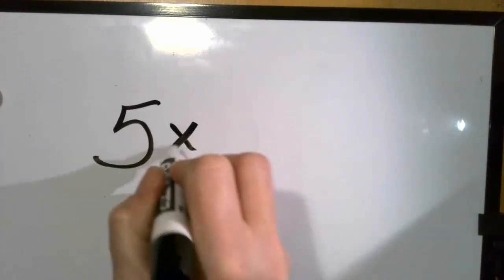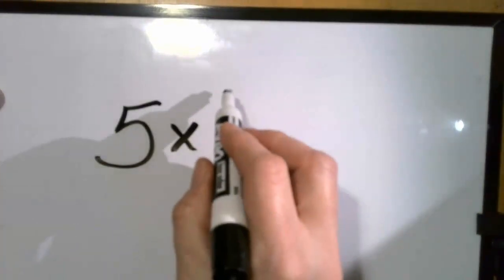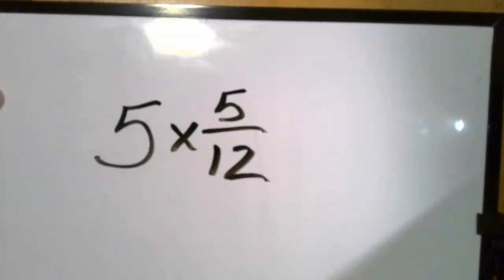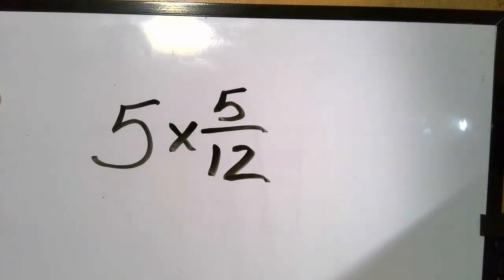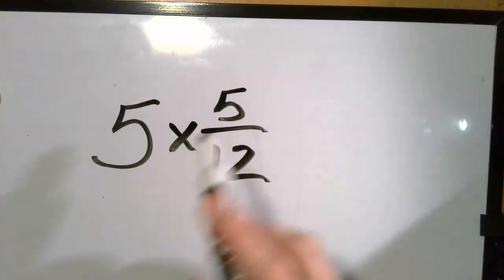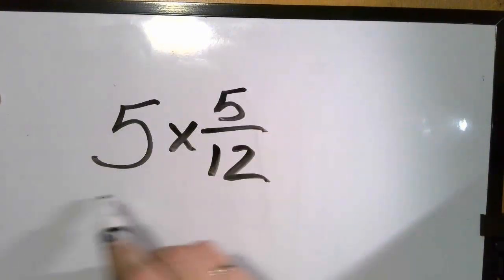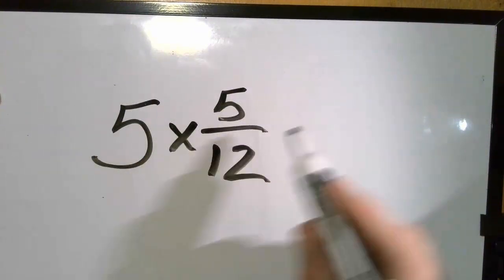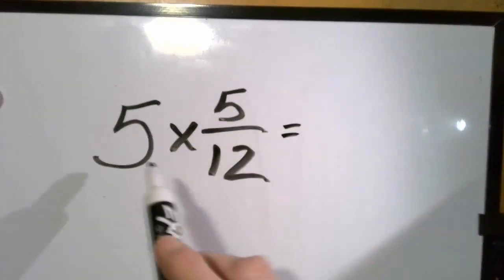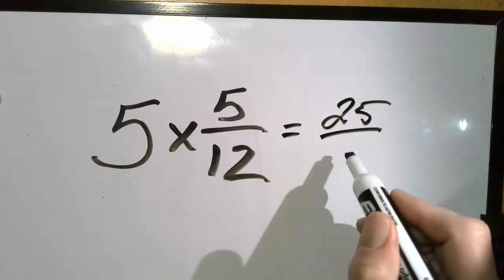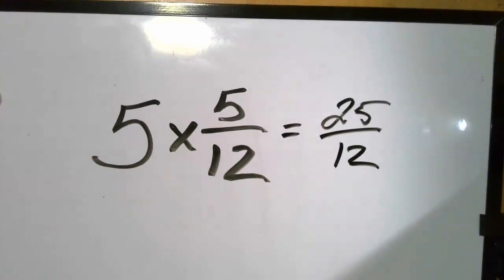Okay, so what about a number multiplied by a fraction such as 5 times 5/12? The shortcut, the way that I like to use, is multiply your whole number times your numerator. So 5 times 5 is 25. Keep the denominator the same.